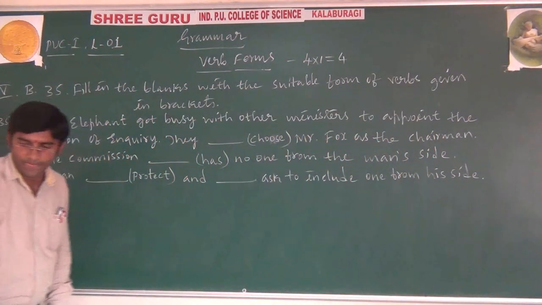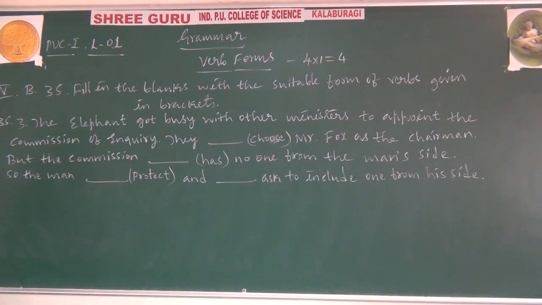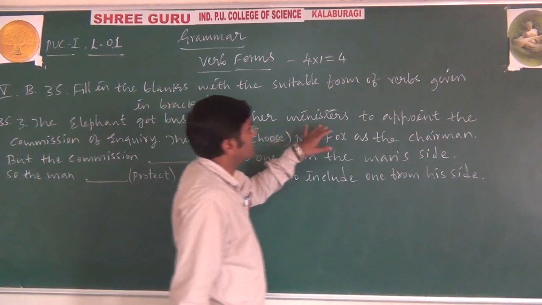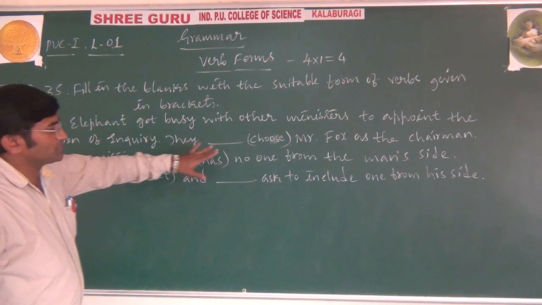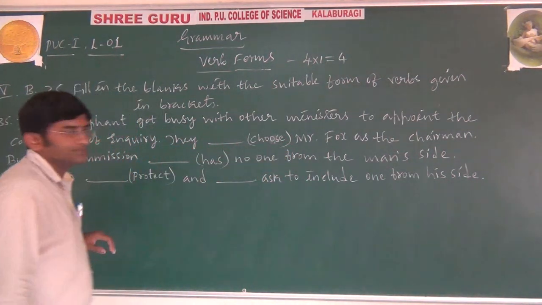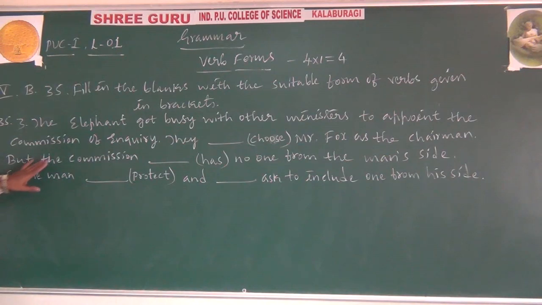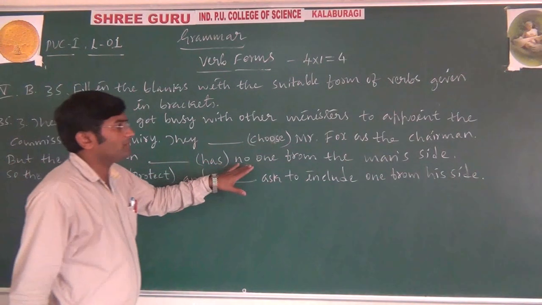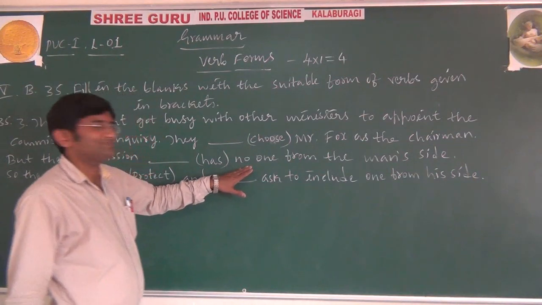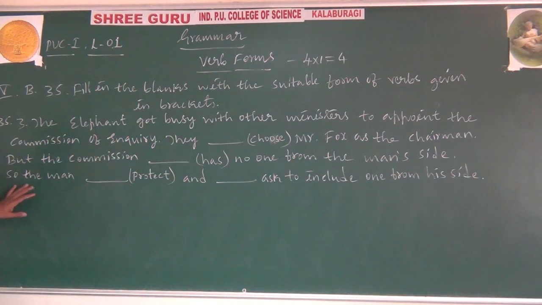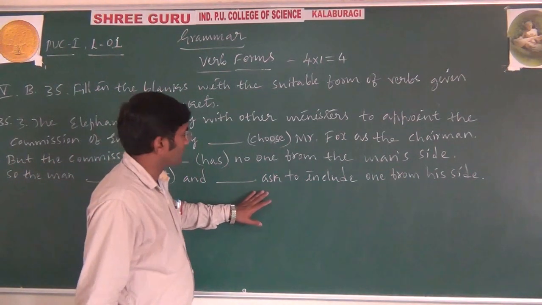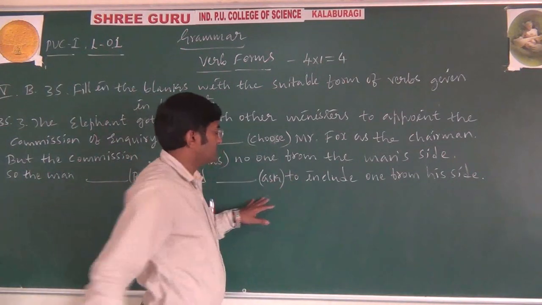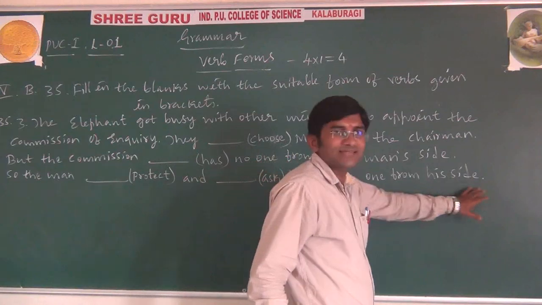Now, moving on to this third exercise. What is given here? The elephant got busy with other ministers to appoint the commission of inquiry. Simple past. They choose Mr. Fox as the chairman. Simple present. But the commission has no one from the man's side. Possessive form. Simple present tense. So the man asked, into bracket, to include one from his side.